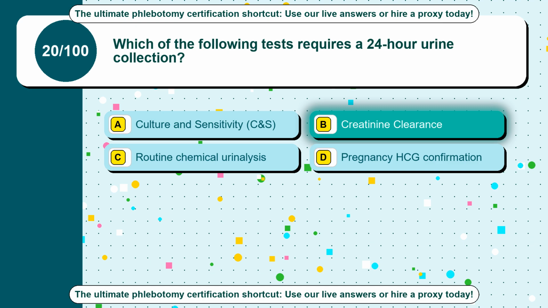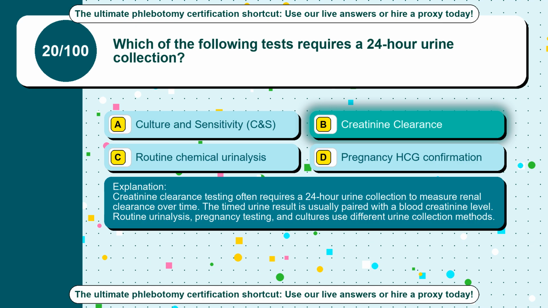The correct answer is option B, creatinine clearance. Creatinine clearance testing often requires a 24-hour urine collection to measure renal clearance over time. The timed urine result is usually paired with a blood creatinine level. Routine urinalysis, pregnancy testing, and cultures use different urine collection methods.